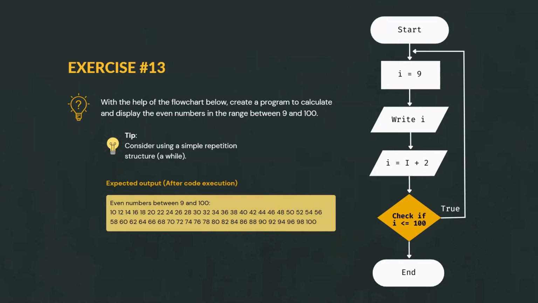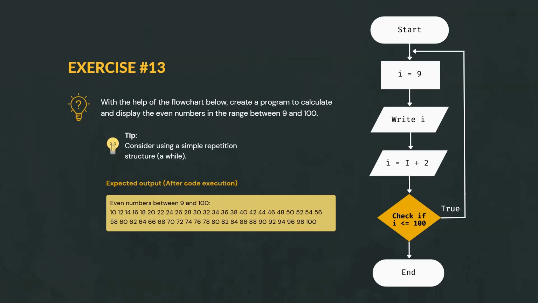Today we are going to solve a very simple but super important problem, which is printing all the even numbers between 9 and 100. Sounds easy, right? Because we have already done these kinds of exercises before. But here is the cool part. We are going to understand it step by step using a flowchart and then write the Python program ourselves. Trust me, once you get this logic, loops will feel much easier.